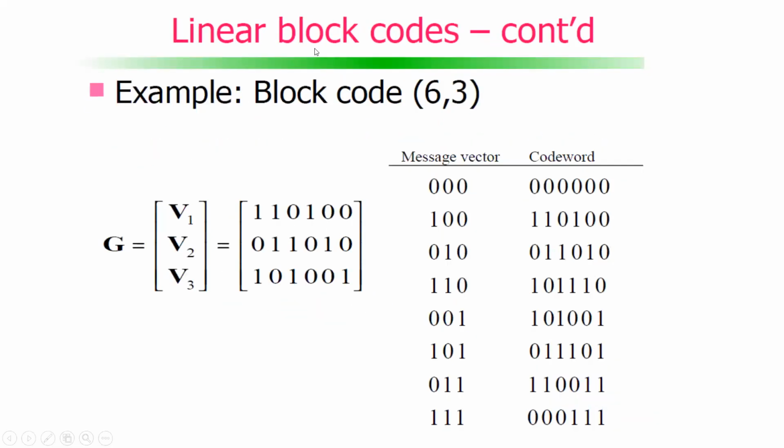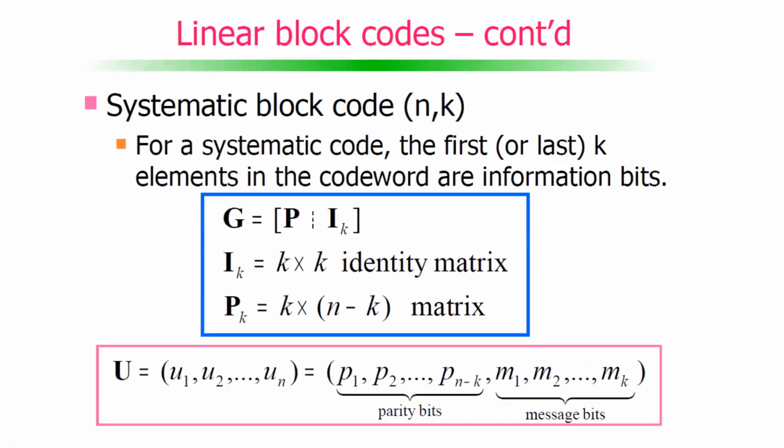Now, this is the example of a linear block code. Now there are systematic block codes. What are systematic block codes? The specifications remain the same, (n, k). For a systematic code, the first or maybe the last, I will consider the last part, the k elements in the code word are information bits. So what is a systematic block code?